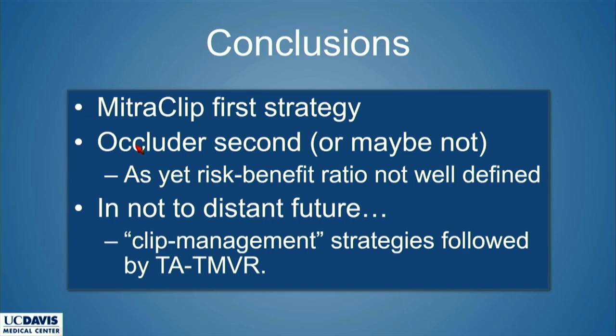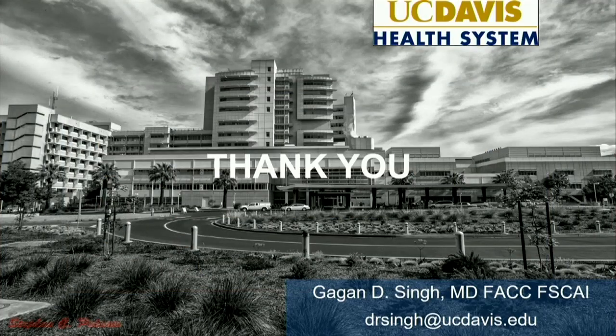So I think when you have these IntraClip, MitraClip is generally the first strategy if you can grab stuff. Occluder maybe or maybe not. I think we're still trying to understand. There's such limited cases and such heterogeneous cases, but also, not in the distant future, we're going to start hearing more about clip management strategies, where you go in and either extract the clips or you lacerate the leaflets, push the clips to the side, and put in a large TMVR device. So, great, thank you.